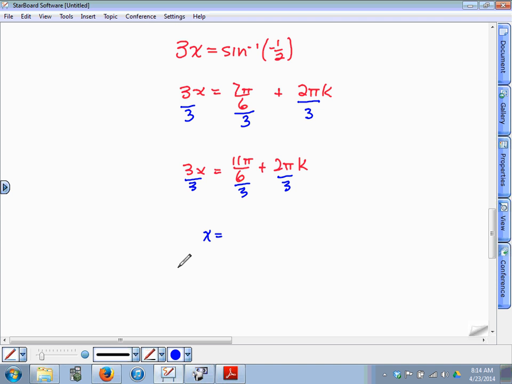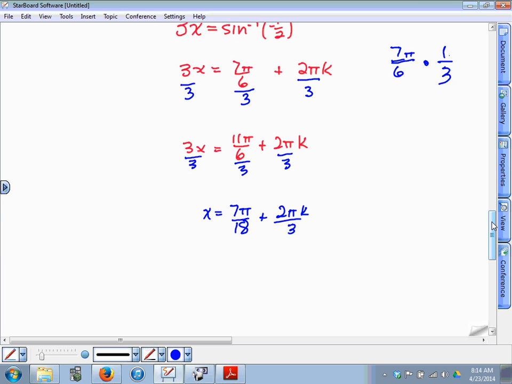Yeah, so would it be 1 over 6? It would be, so let me write this, 7 pi divided by 3. That's kind of what this is saying. Oh, that's the same as timesing by a third. Yeah. So it'd be 7 pi over 18 plus 2 pi k thirds. And on the bottom, x equals 11 pi over 18 plus 2 pi k thirds.